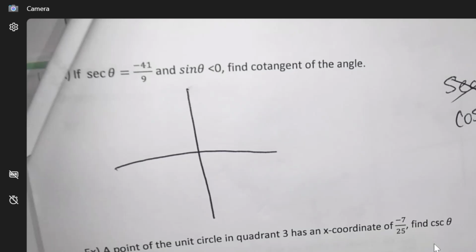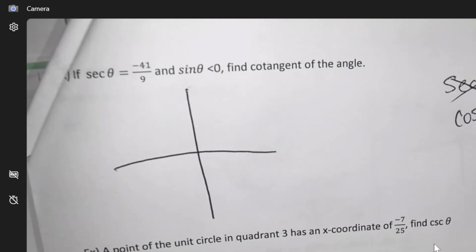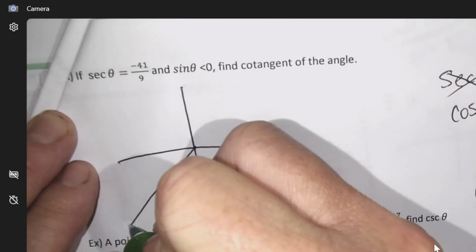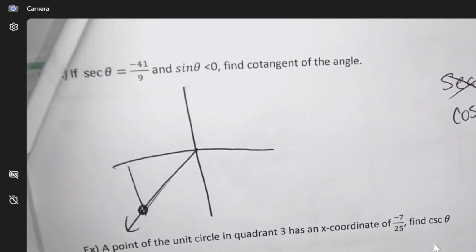So where is cosine negative and sine negative? They both have to be negative. Which quadrant are you going to pick? Pick that one? Okay. So now we've picked quadrant 3.